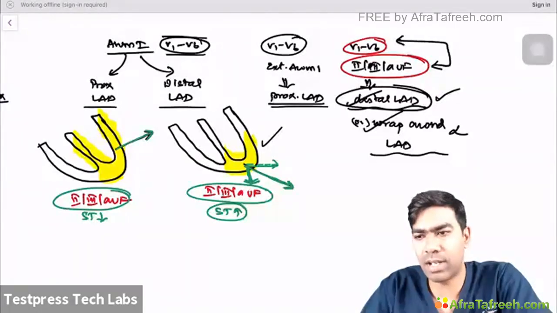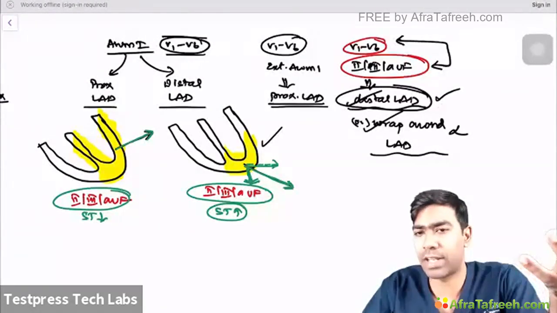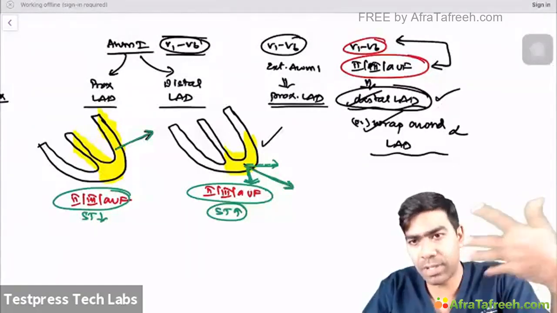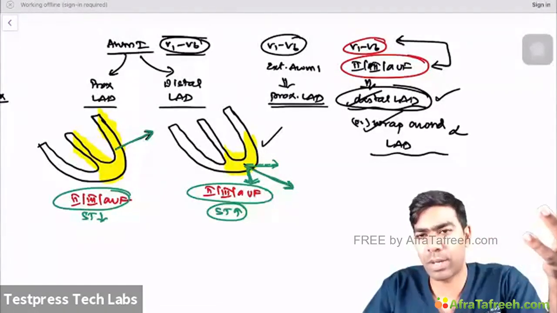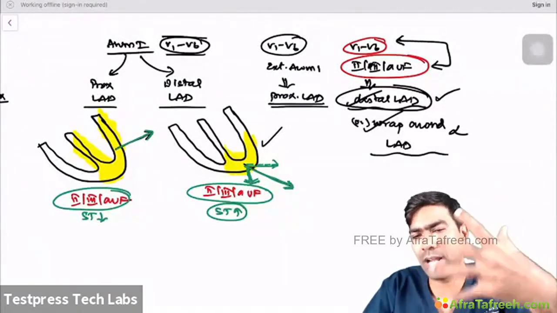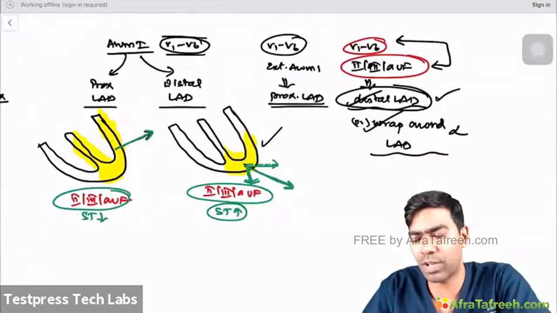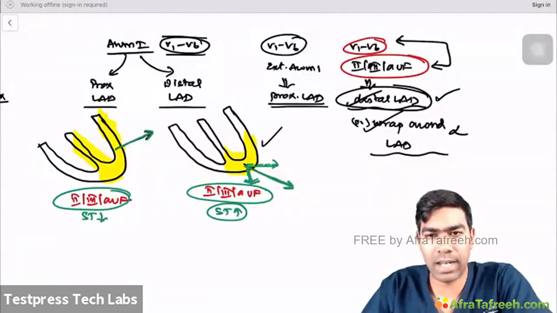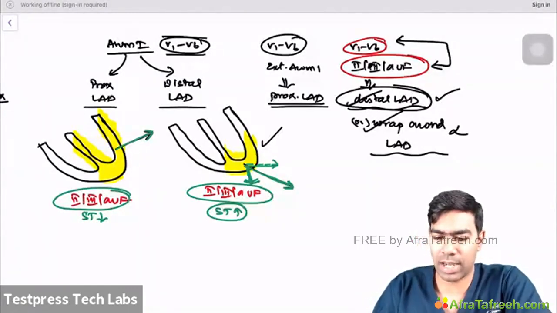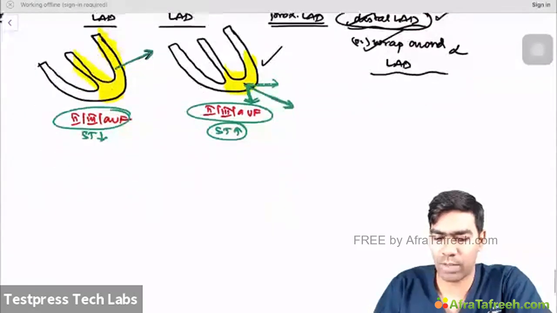Wraparound LAD, you have 3 different types. Only in type 3 wraparound LAD, and that will become more complicated if I keep on telling, that will cause a typical inferior MI. Wraparound LAD will usually be type 1 or type 2 only, which will not really cause that much inferior wall involvement. So whenever you have an inferior wall ST elevation, think about a distal LAD lesion. That's the idea. So now you know how to diagnose anterior wall MI.